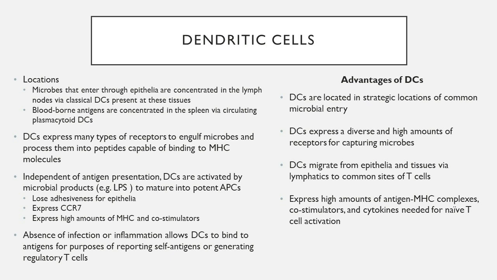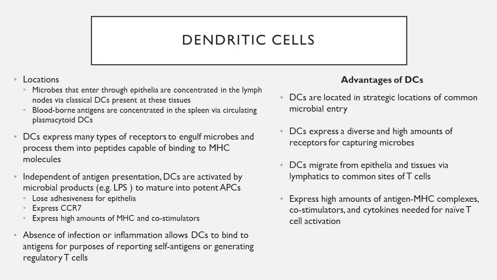They lose their adhesiveness to the epithelia. So now I want you thinking both selectins, like P and E, and the ligands for those, and then the integrins as well. They start expressing CCR7, which makes them want to flow into the lymph nodes. And they also express high amounts of MHC, these major histocompatibility complex, and co-stimulators that, as we learned in the video, are necessary for presenting to the T cells.